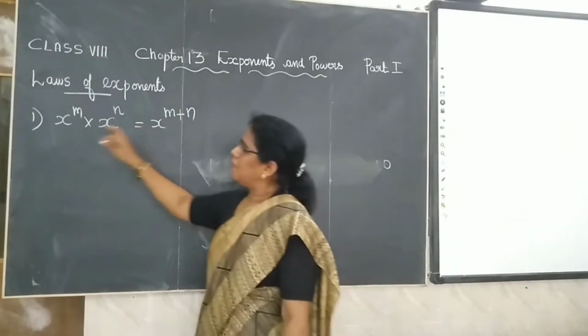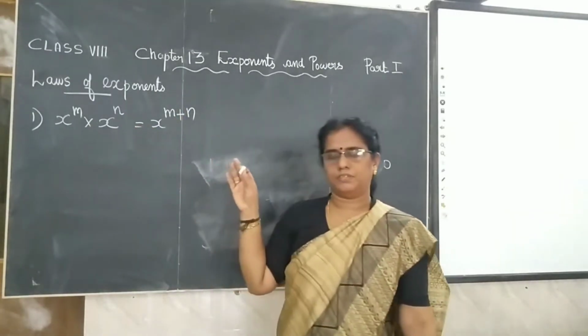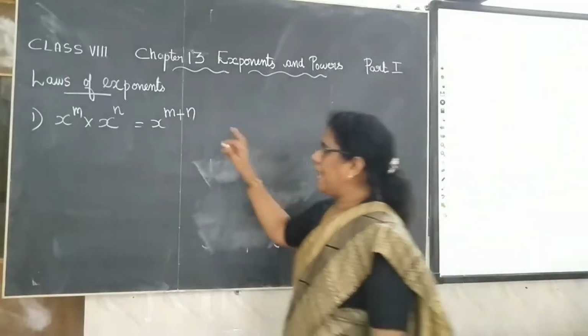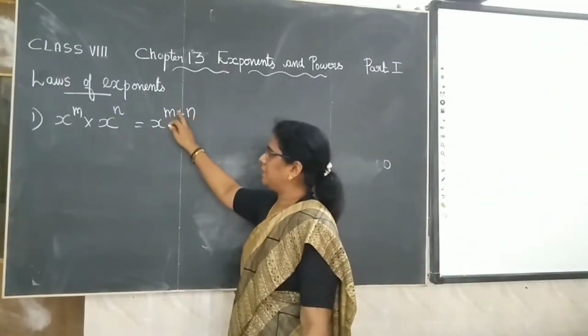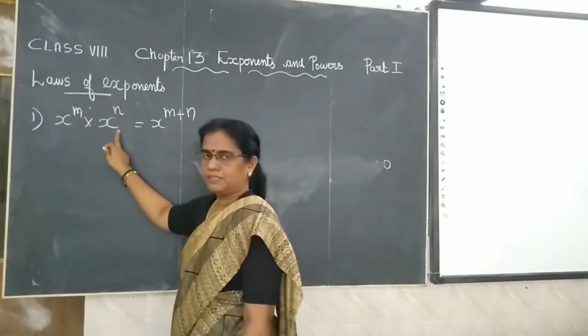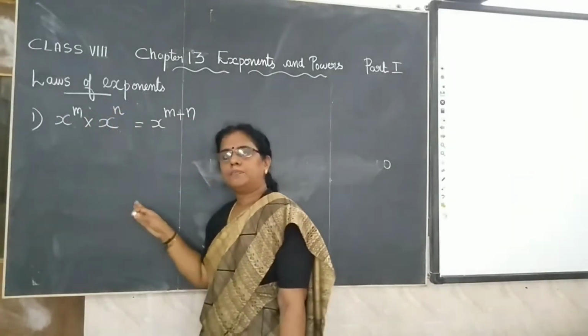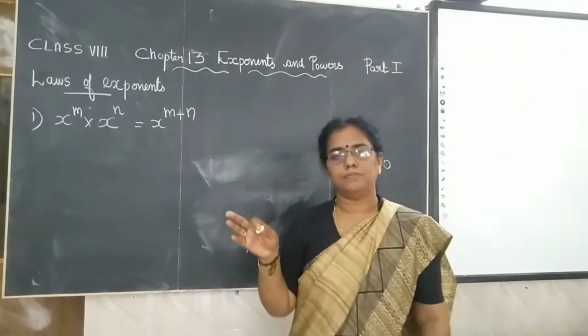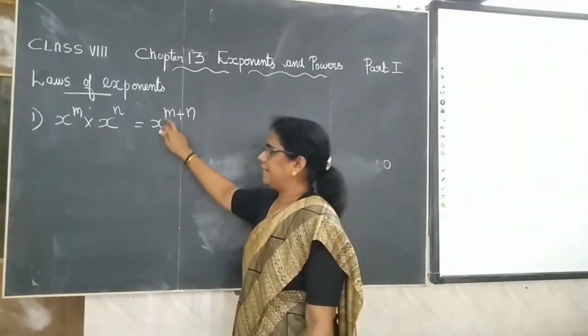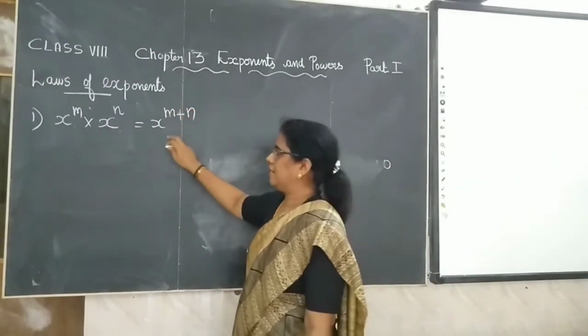That is, if the base is same, for multiplication we add the powers. Here m and n are the powers, x is the base. So for multiplication, if the base is same, just add the powers. Therefore the answer is x raised to m plus n.